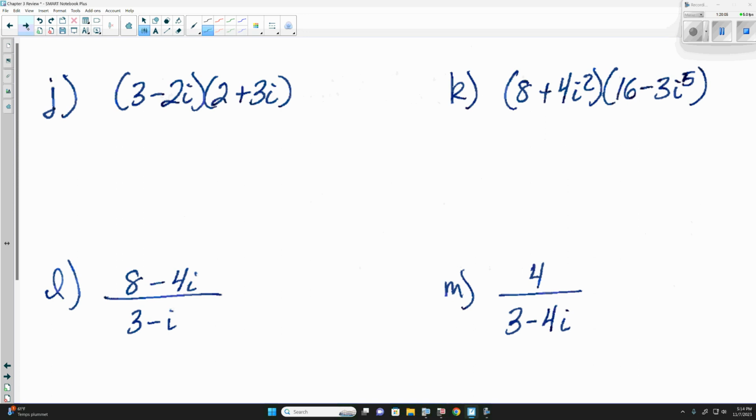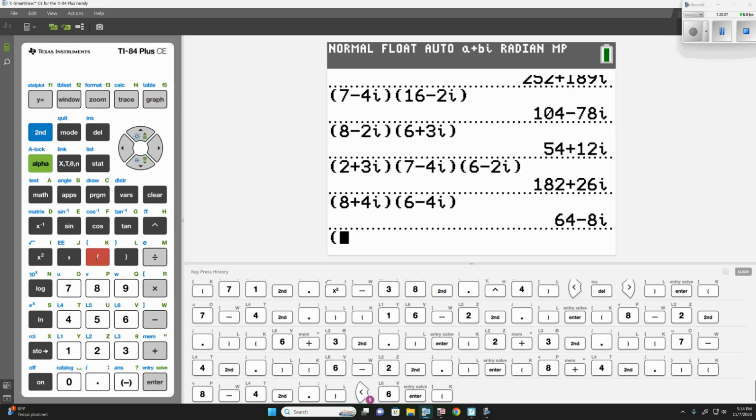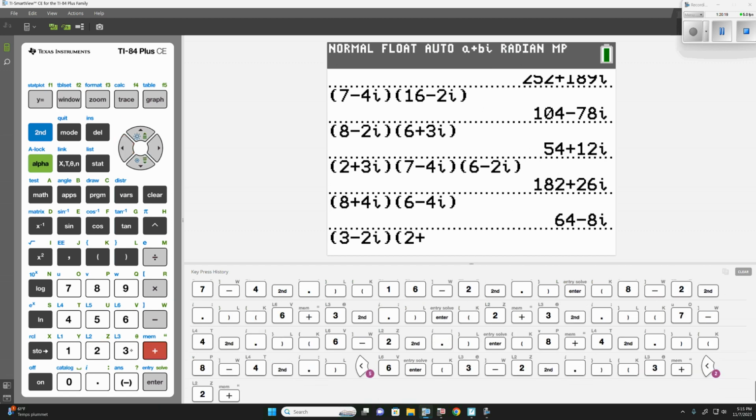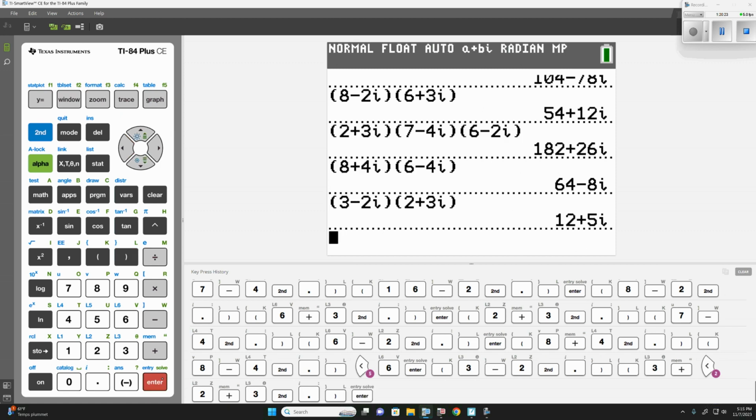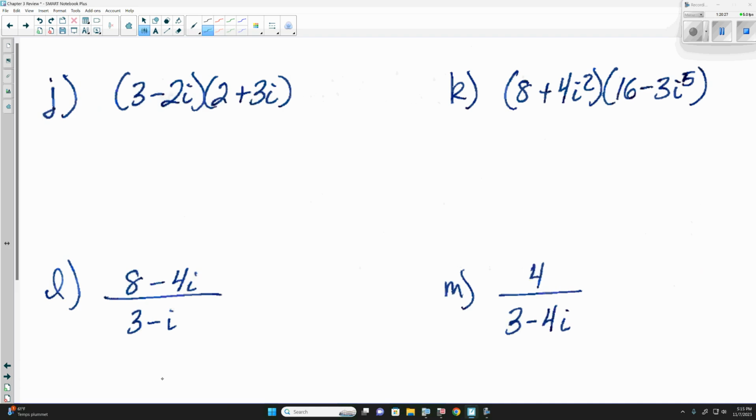J, again, type it into the calculator. 3 minus 2i times 3 plus 3 minus 2i times 2 plus 3i. I almost had that flipped, almost typed the wrong thing in. When we type it in, we get 12 plus 5i.